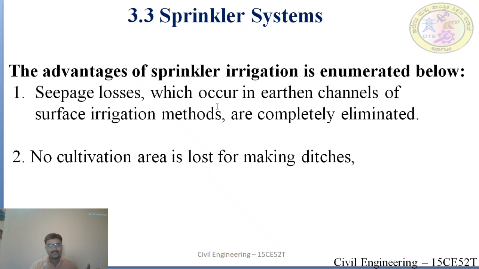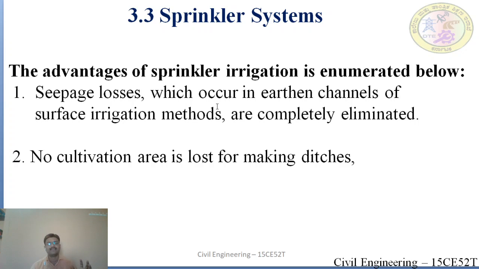Now coming to the advantages of the sprinkler irrigation system. First one, seepage losses which occur in unlined channels of the surface irrigation method are completely eliminated. Completely eliminated in the sense there is no water which is wasted or infiltrated into the earth. The water which is sprinkled on the crops is absorbed by the root zone of the crops. No water is infiltrated. This is the advantage.